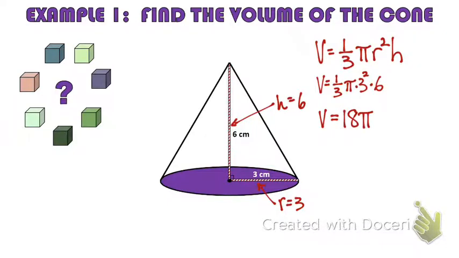And we want to get our answer rounded to the nearest hundredths place. So when you hit the SD button on your calculator, your answer will come out to approximately 56.55 centimeters cubed. So what that means is a little bit more than 56 of those cubes that are 1 centimeter by 1 centimeter by 1 centimeter will fit into our cone. And so the volume of our cone is 56.55 centimeters cubed.